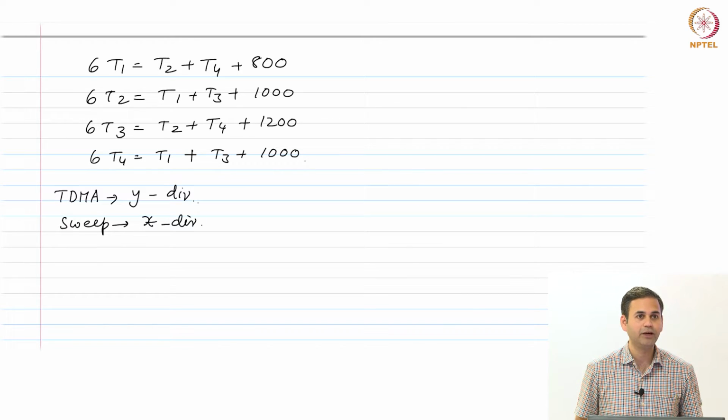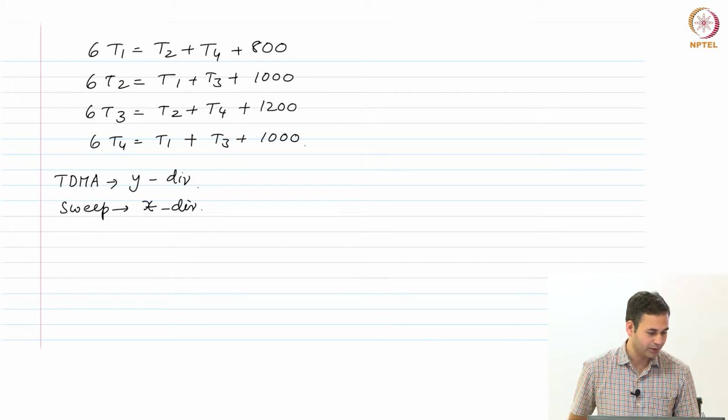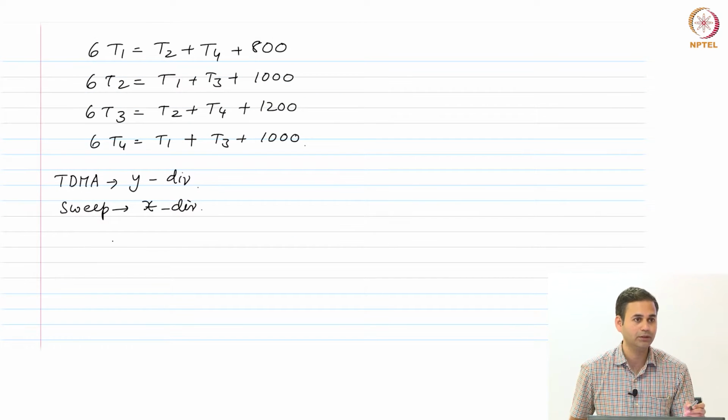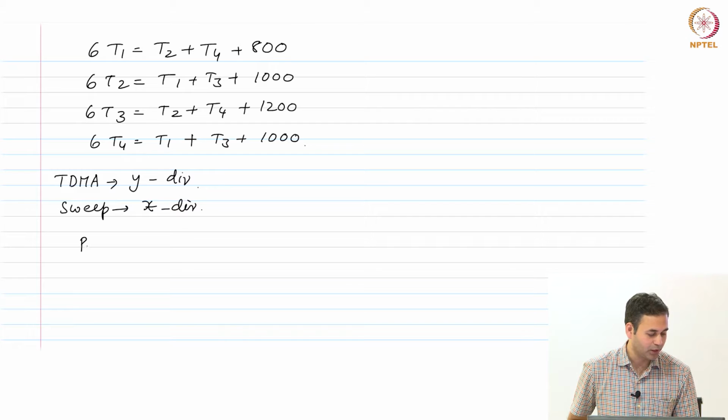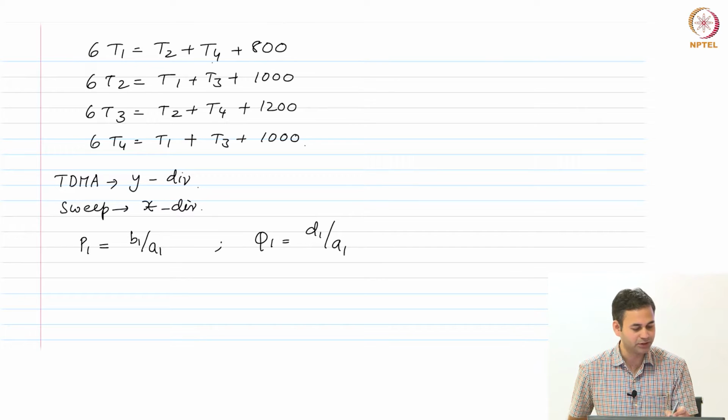So, for TDMA, what do we have to do first? We have to calculate the coefficients Pi and Qi. What are these coefficients for cell 1? If we start off with 1, what is P1? P1 is B1 by A1, and Q1 is D1 by A1. Now, what are A, B, C, D in the expressions?